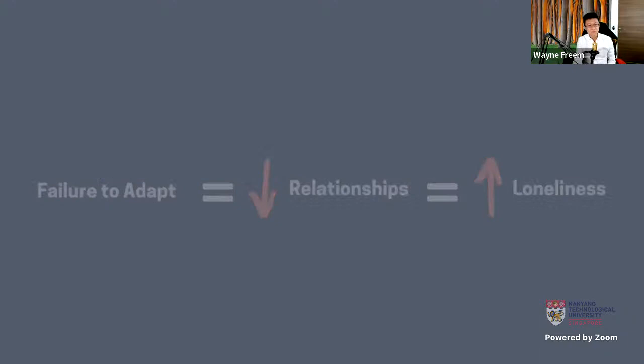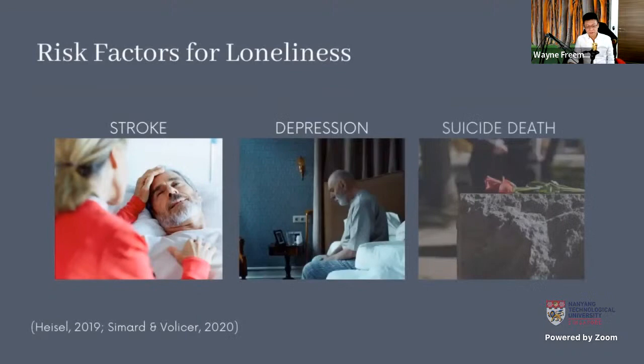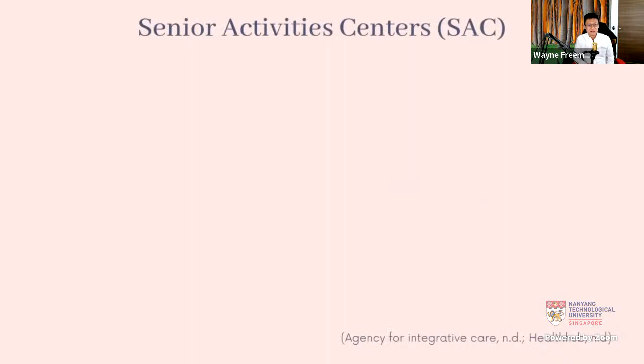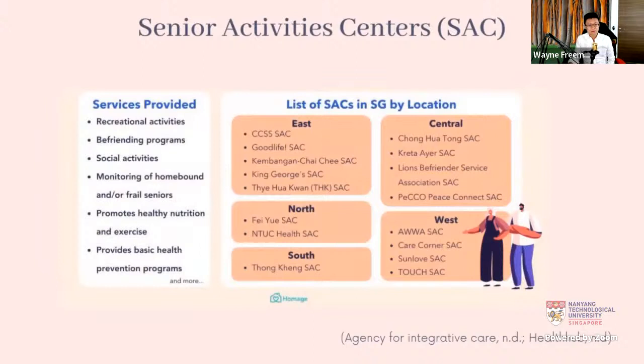Given that loneliness is a risk factor for various health conditions like stroke, depression, and mortality, there is an urgent precedent for agencies concerned with elderly well-being, such as the Agency for Integrated Care, or AIC, to tackle late-life loneliness. Fortunately, the AIC is well-equipped to tackle elderly loneliness through its Senior Activity Centres, or SACs, which aim to help seniors find support among similarly aged peers. Located in neighbourhoods with many elderly residents and boasting a myriad of programmes, they have the capability to combat feelings of loneliness among seniors by helping them foster social bonds with their neighbours.